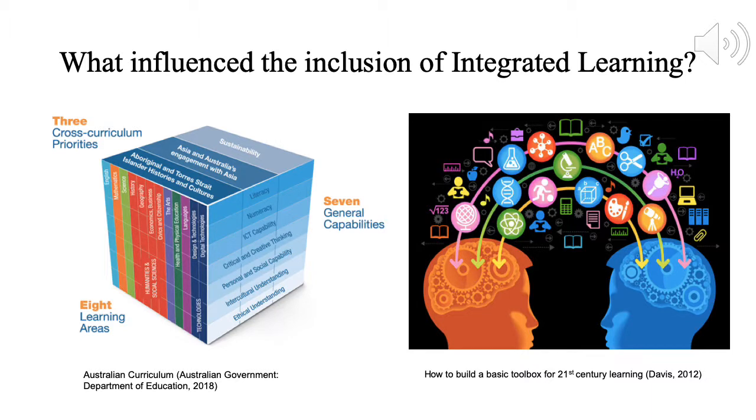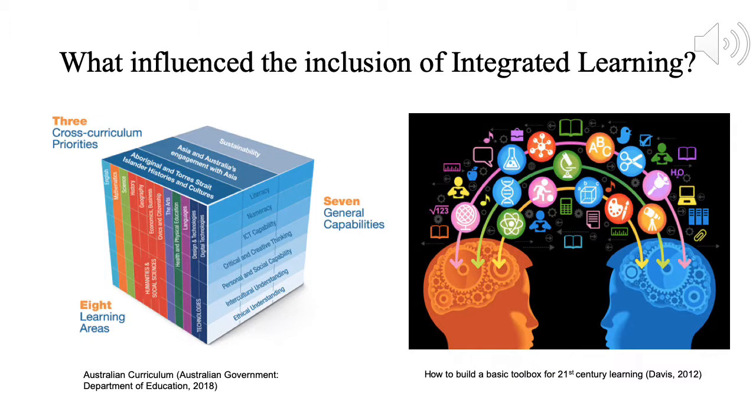What influenced the inclusion of integrated learning? Two influences that go hand in hand with the inclusion of integration are the different skills required for the 21st century and the change to a national curriculum. As we've moved further into the 21st century, there was the demand for a national curriculum. Skills students require for the future workforce have changed, which resulted in general capabilities and cross curriculum priorities being an addition to traditional learning areas.